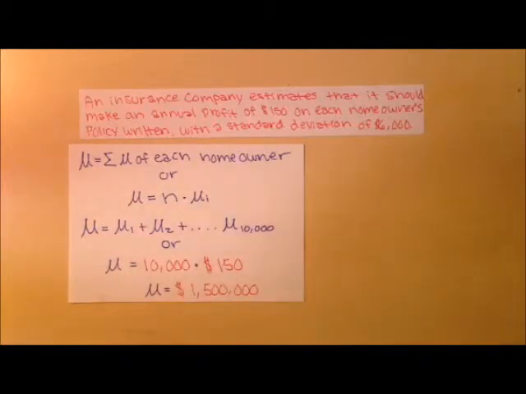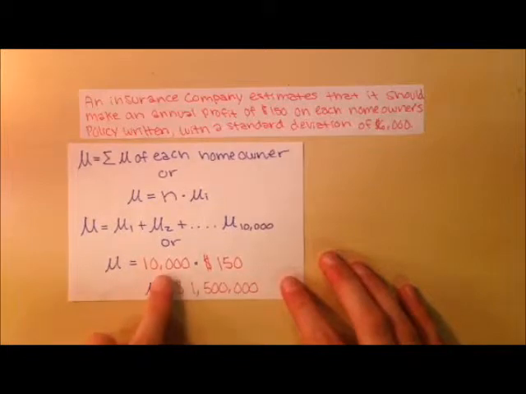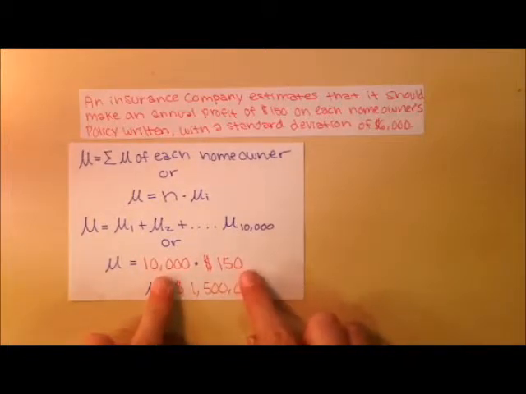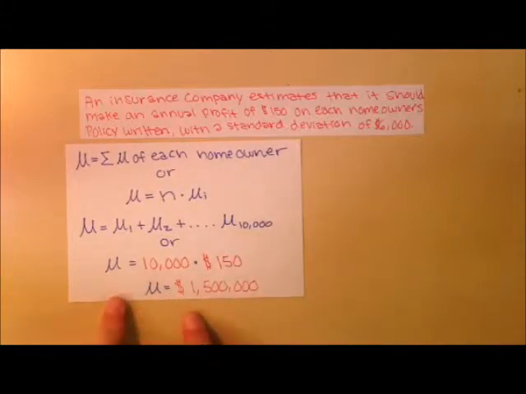10,000 times. That seems really time consuming. Another way is to say there are 10,000 policies written, and multiply that by the mean that we already know of $150, which gives us a mean of $1,500,000.